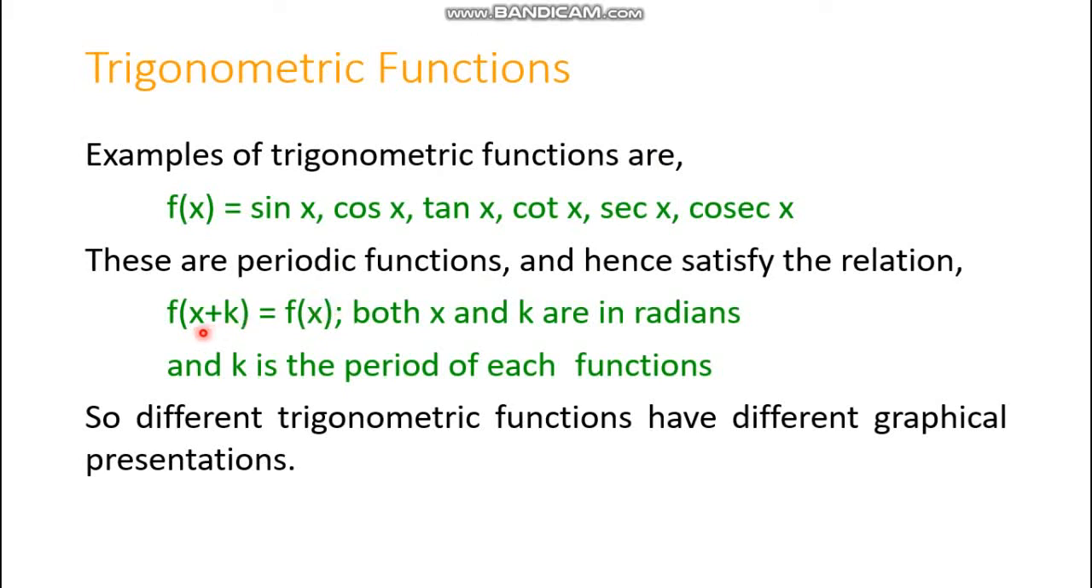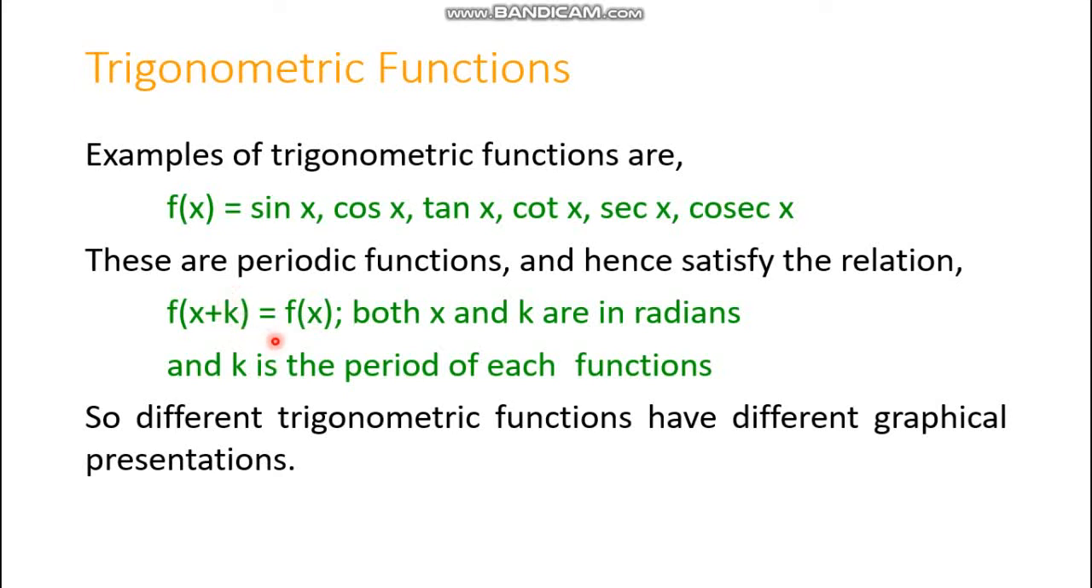Okay, so in that case you can also write f(x plus k) equals f(x). Both x and k are in radians, definitely they are angles. Here f(x plus k) is actually f(x). So what is k? Very simple, k is nothing but twice pi, isn't it? Suppose x is 15 degrees. It may be 375 degrees, or directly 15 degrees, the value of x. Okay, and k, this twice pi, is actually the period of each function.